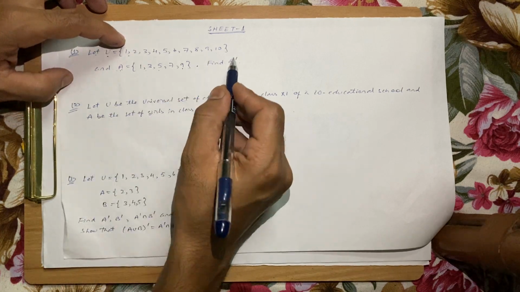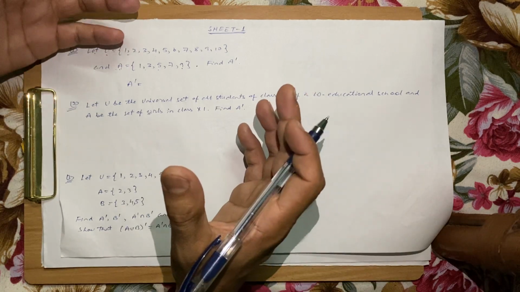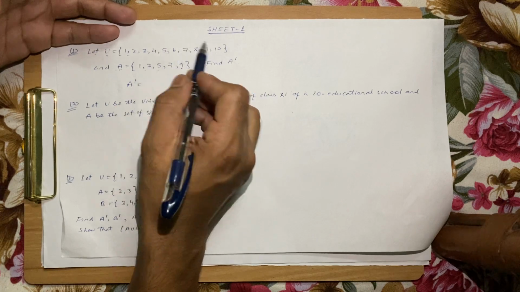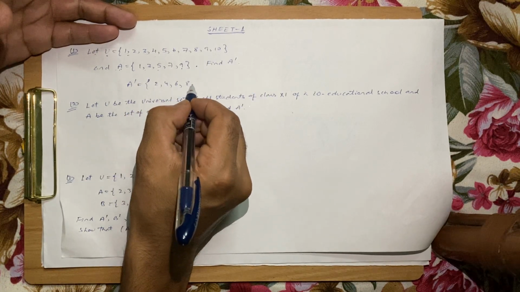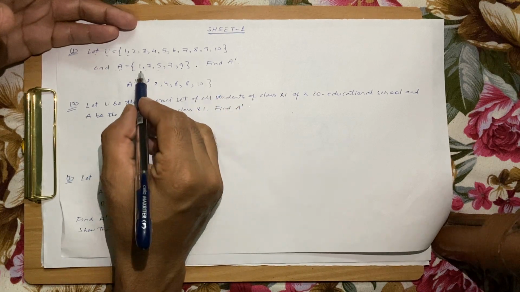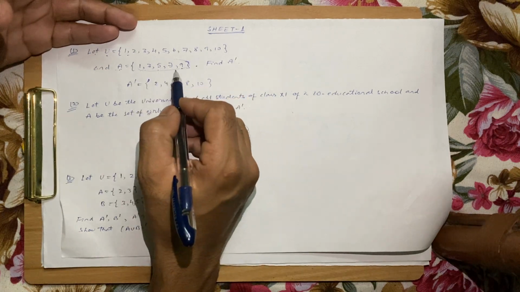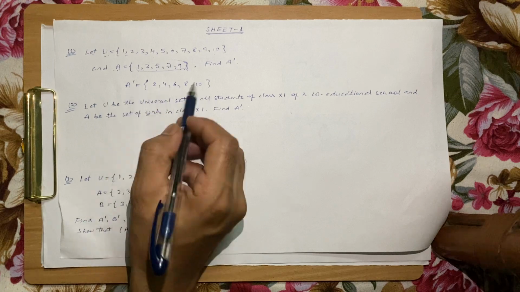So we need to find the complement, A dash. So what will be A dash? A dash is a collection of all the elements that are not present in the set A and are present in the universal set. So it will be 2, 4, 6, 8 and 10, right? Because 1, 3, 5, 7 and 9 are present in the set A, so I cannot include those. Whatever is not present in set A when compared to the universal set will be the complement.